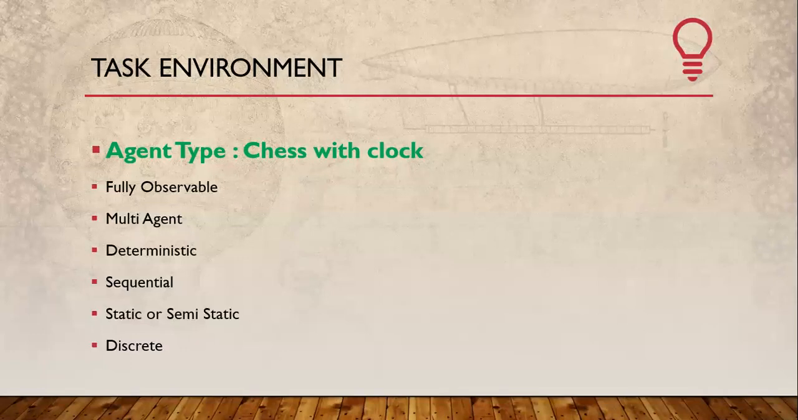Sequential, your history of percepts is going to be very important. Static or semi-static, why? Because we have taken the clock as a parameter, so we cannot say that it will be static only. And discrete, whatever states of execution are there will be finite, they will not go into infinite mode. So this was the next agent type, chess with clock.